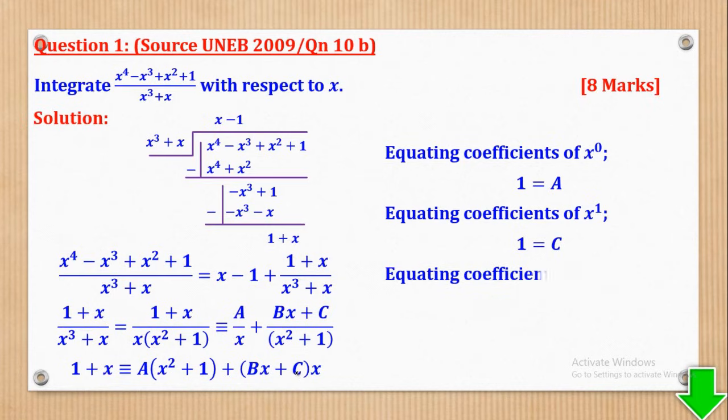What about comparing coefficients of x power 2? X power 2, this side it is 0 because there is no x squared, but this side there is this a, and there is also this b, because x times x gives you x squared. So I'll come here and say that 0 is equal to a plus b. The good thing, I already know the value of a, so I'll substitute to get the value of b. So now I've got a, b, and c. Therefore I can write my partial fraction and then integrate.